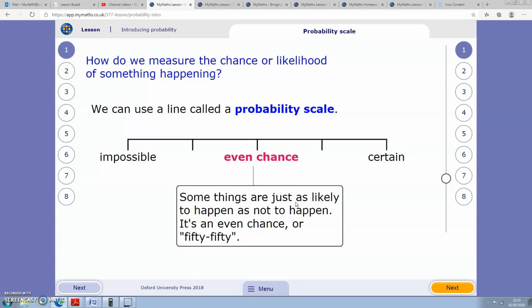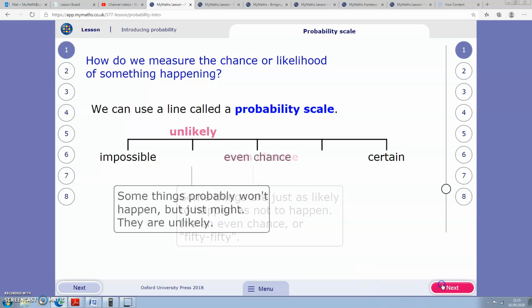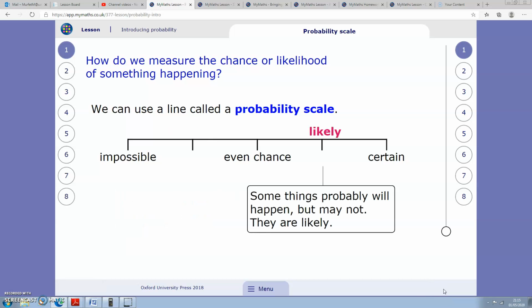So they're the 3 things ideally that you're going to use for probability. Now if it is on a probability scale, you're going to use the words like we've got here. The other 2 are unlikely and likely. If it happens infrequently, or doesn't happen more times than it does happen, it's unlikely. And likely, if it happens more often than not. So if it happens 5 times out of 8, it's likely that it's going to happen.